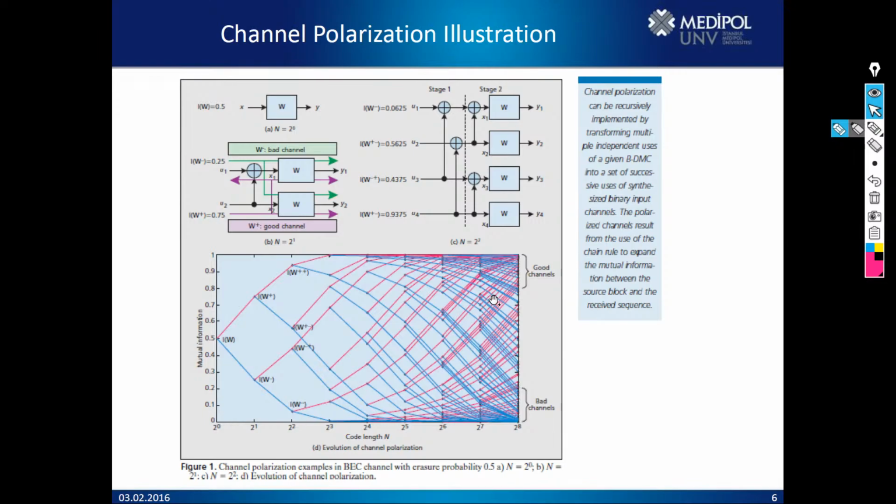The one that has a larger value, you say it's good. The one that has a lower value, you say it's bad. And then you use these values to determine the good ones. You use them for transmitting bits. You encode the bits on top of the good ones. And the bad ones, do you know what you do with them? You freeze them. You don't transmit over them.